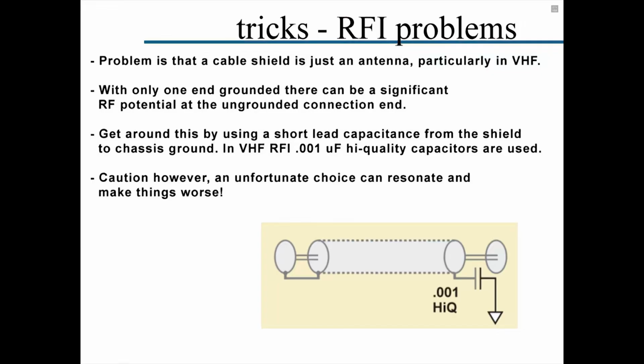One common problem is that a cable shield is just an antenna, particularly in VHF. With only one end grounded, there can be a significant RF potential at the ungrounded connection end. You can get around this by using a short lead capacitance from the shield to chassis ground. In VHF RFI, 0.001 microfarad high-quality capacitors are used. However, an unfortunate choice can resonate and make things worse.